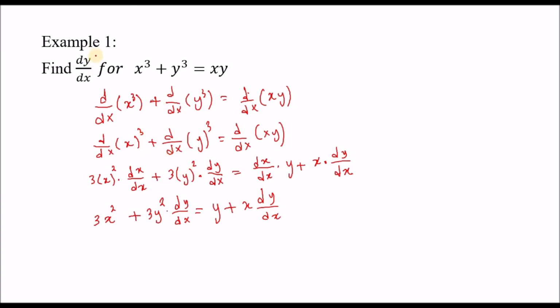Now remember, I want to solve for dy over dx, so I will need to gather all of the terms that have dy over dx to one side and kick all of the terms that don't have it to the other side. So I will have 3y to the second power dy over dx minus x dy over dx is equal to y minus 3x squared.